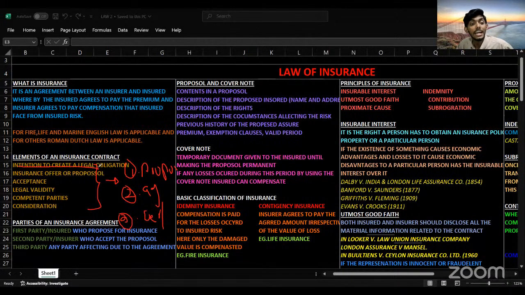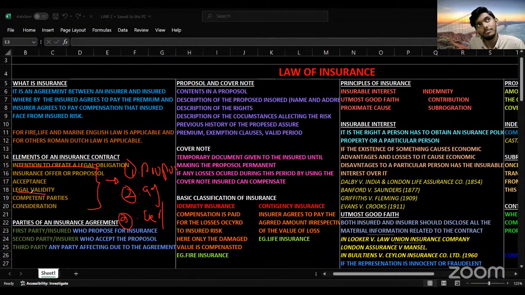Before making the proposal, kids, if I want to obtain insurance coverage, I know I have to pay a premium, so I should accept that legal obligation. Then I should make an offer, the proposal, and they should accept it. Legal validity means they check whether it is suitable to give me a particular insurance coverage, and all those things are done. Then the next one is competent parties, which means the other party also should agree to bear the obligation.